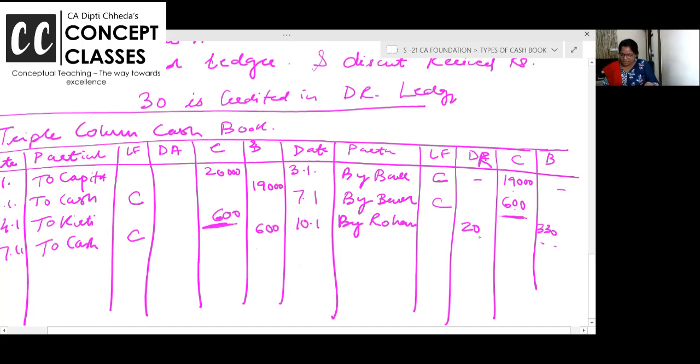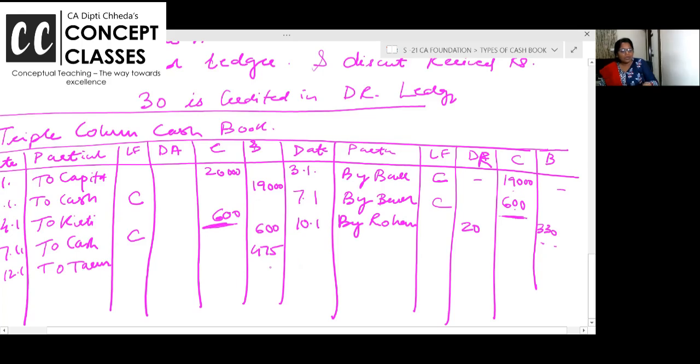Yes. On 12th of January, Tarun pays in my bank. Money has come into the bank account. Debit what comes in? 475. Who has paid? Tarun. Tarun's account credit. Bank account debit.